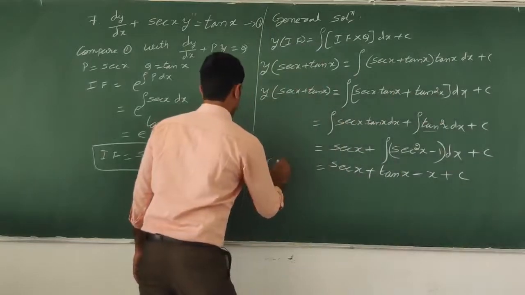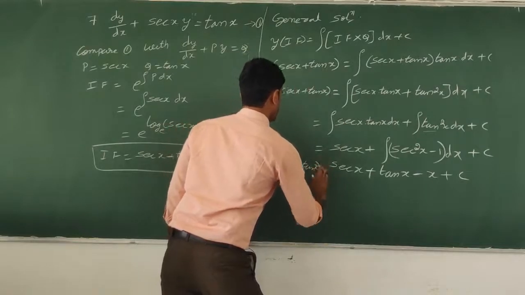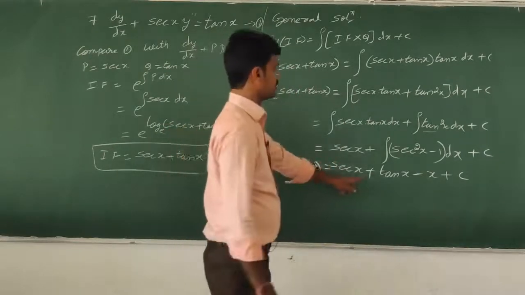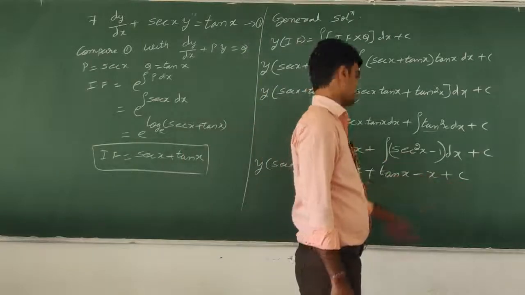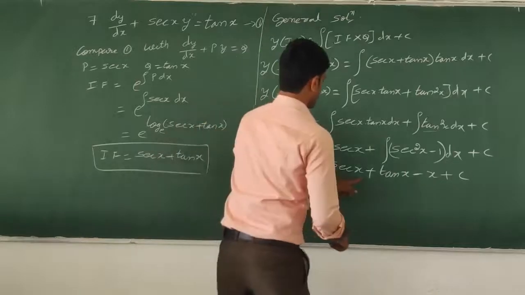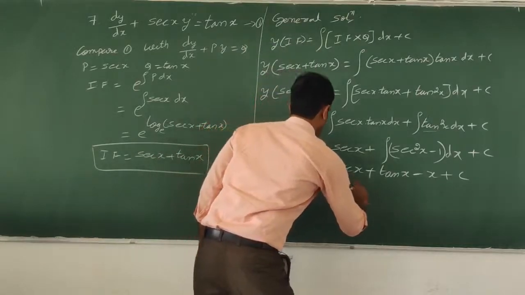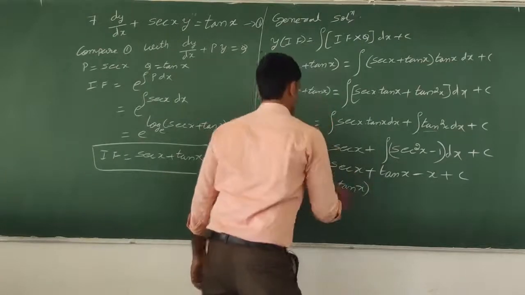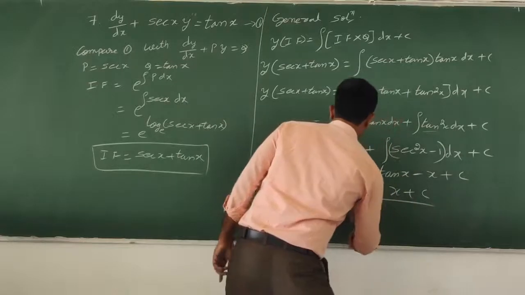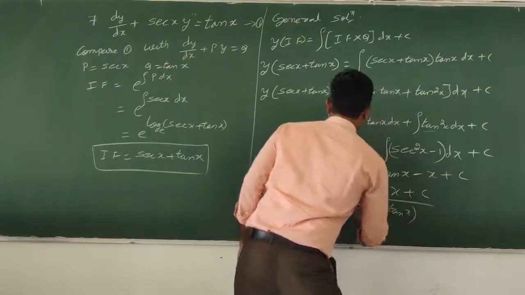y into secant x plus tan x is equal to secant x plus tan x minus x plus c. So dividing, finally we have y is equal to, splitting these two, secant x plus tan x minus x plus c whole divided by secant x plus tan x. So this step is enough.